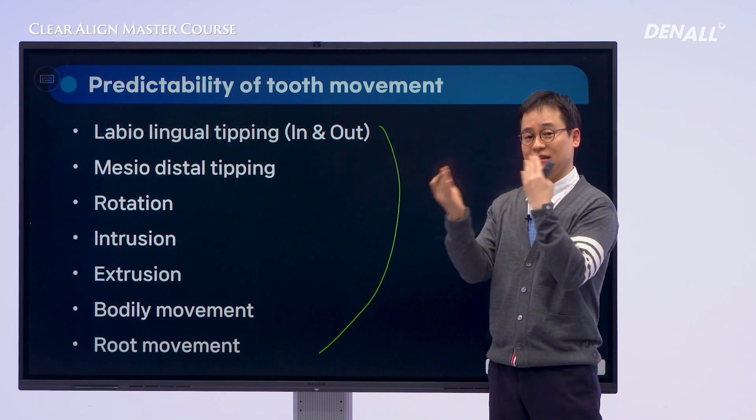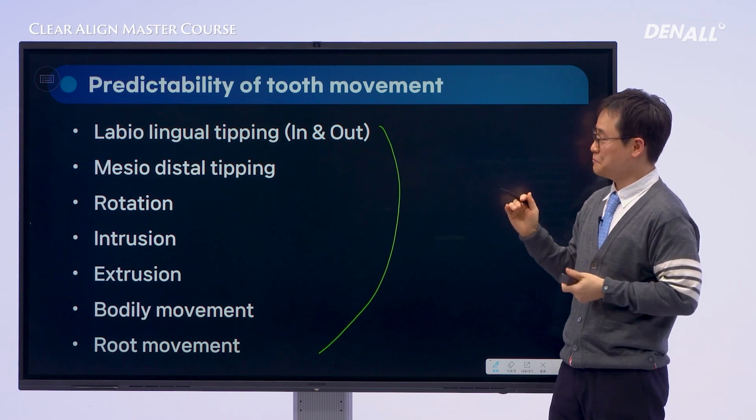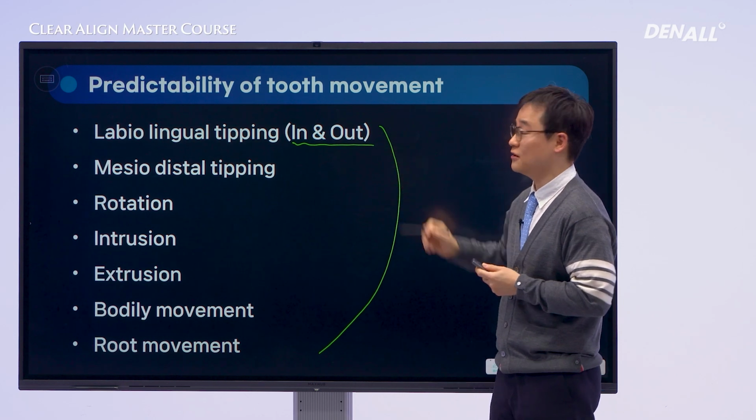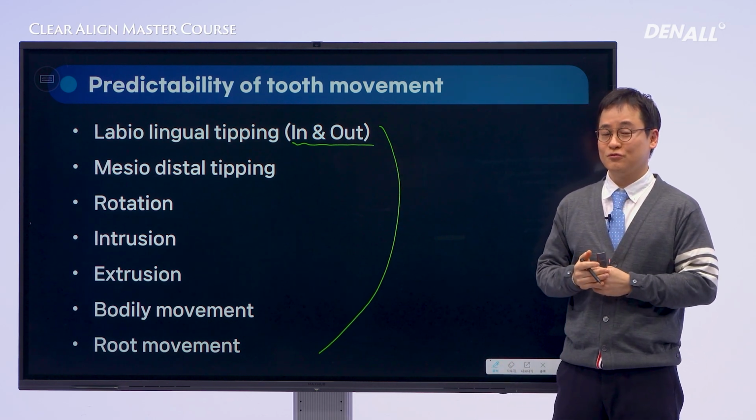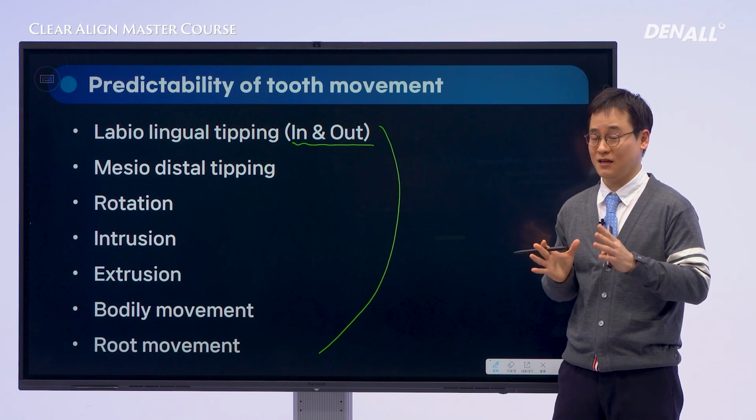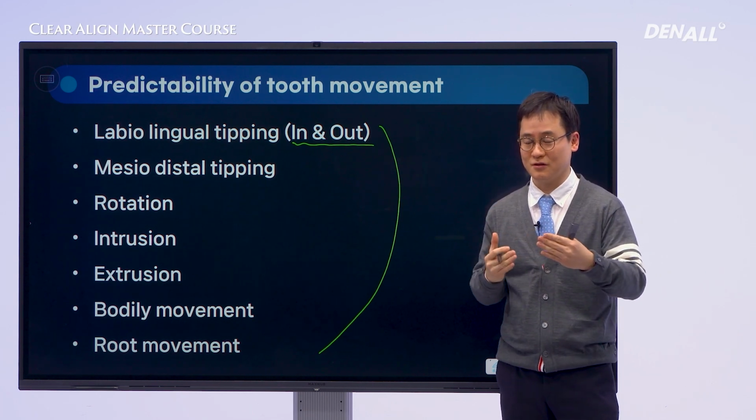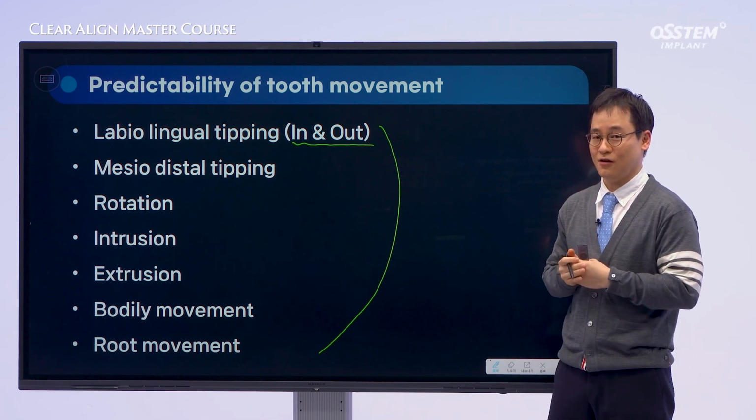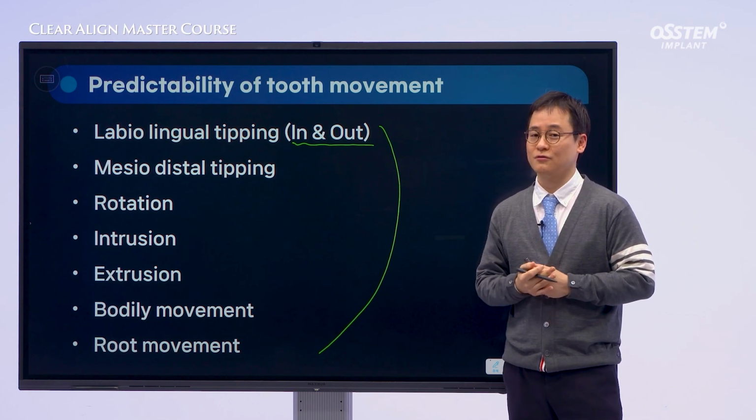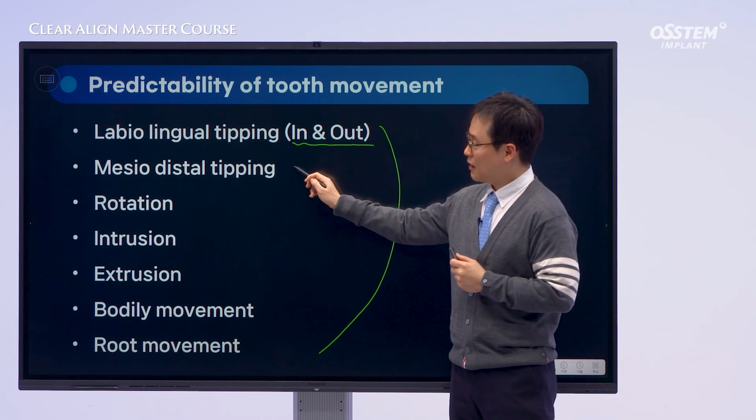The first type is what we call labiolingual tipping, or more simply, in and out movement. I'll just refer to this as in and out. This type of movement is known to be one of the highly predictable tooth movements in clear aligner treatment. In clinical practice, this type of movement is very useful in clear aligner treatment. So in cases where teeth are misaligned in the labiolingual direction, the treatment tends to be quite predictable. And when we say a movement is predictable, it means we can achieve the outcome as planned.